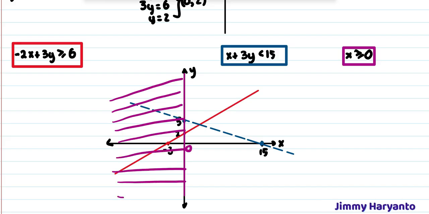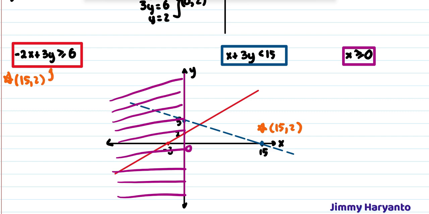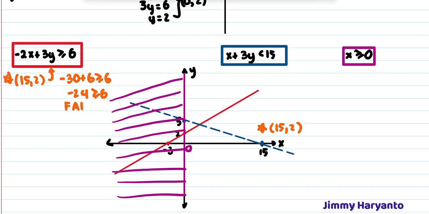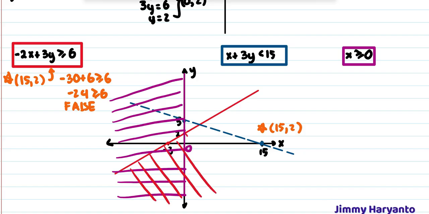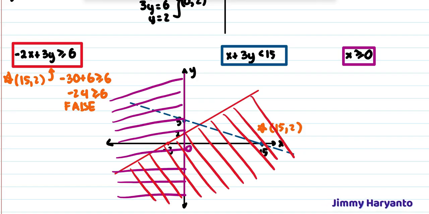And then for the red and the blue you have to test points. I want to take (15, 2) as the point. Let's test it in this inequality. So you have negative 30 plus 6 greater than or equal to 6, negative 24 greater than or equal to 6. This one is false. If it is false, that means you have to shade the area where the point is not located.